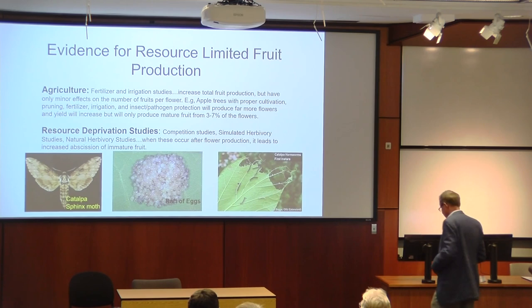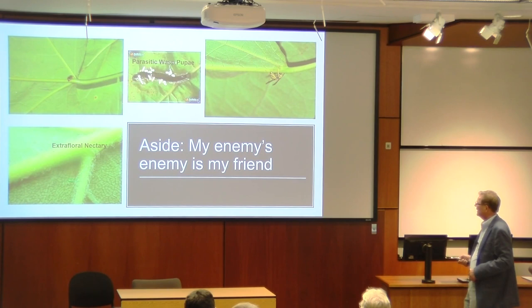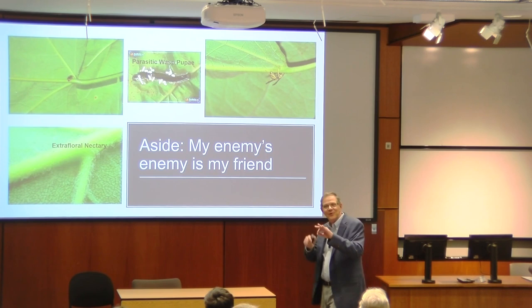Okay, but this is the aside. If you look on the backsides of Catalpa leaves, they have extrafloral nectaries in the axils of the principal veins. These are visited by ants. And the ants, when they come up to get their sugar cookie, they also look around the leaf and they'll haul off eggs and first instar larvae.